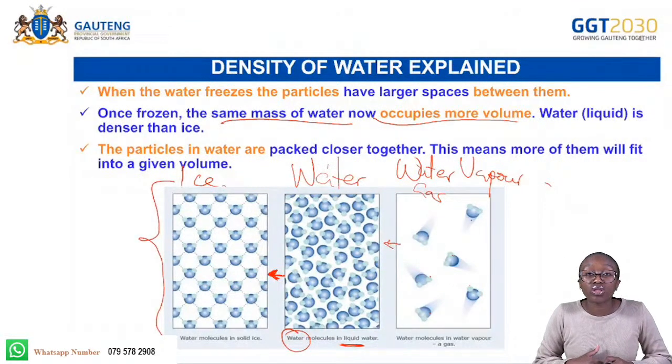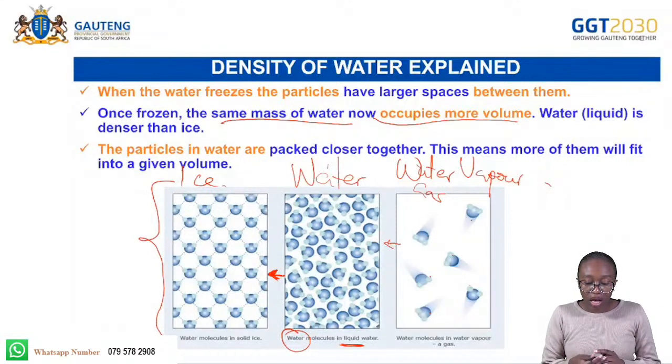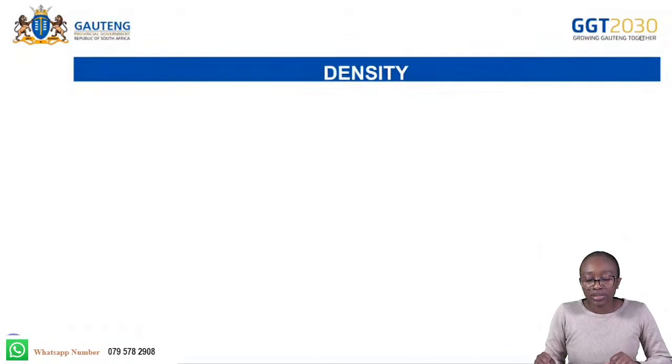Yes, it will be a solid. Yes, it will have a rigid shape where its particles hardly move, but the spaces are going to be bigger. So what does it mean to us?